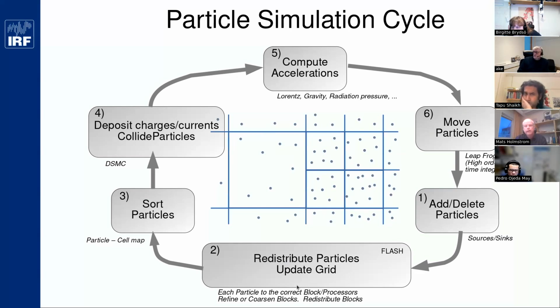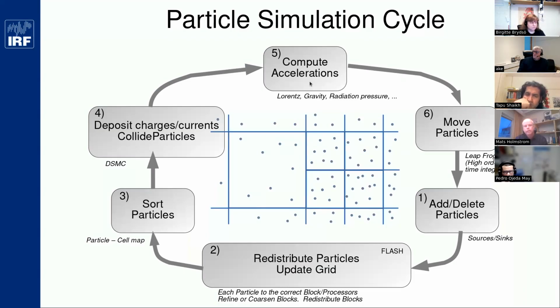And then this Flash software handles the redistribution of particles, because if they move outside from one block to another, they might also have to move to another processor for the computations. And the grid is also updated if you are using any refinement on the grid. And then we can sort the particles and also collide them and have different chemical reactions.